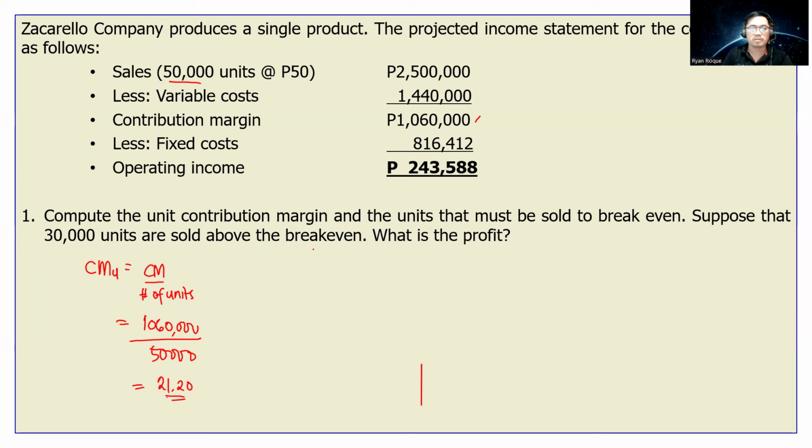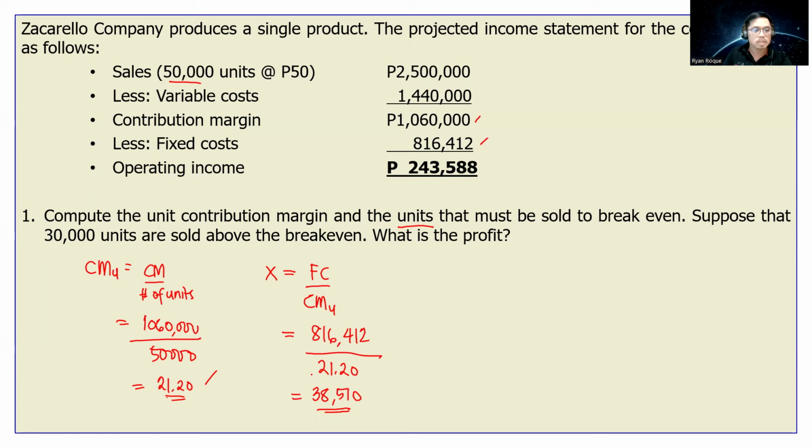Okay, so for the next question, how many units must be sold to break even? So again, the formula would be X equals FC over CMU. Okay, so what is your fixed cost here? It is given as 816,412 divided by the calculated CMU here of 21.20. So for you to break even, you must be able to sell 38,510 units.